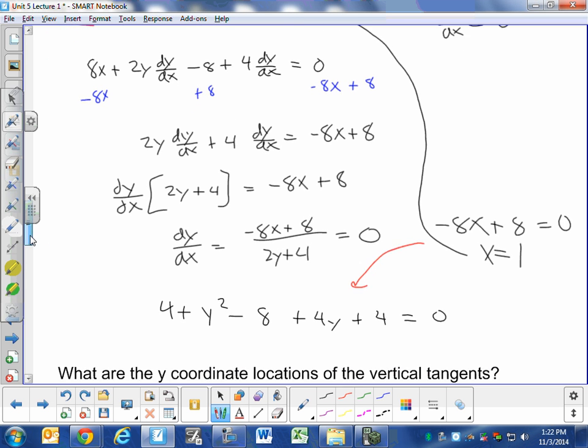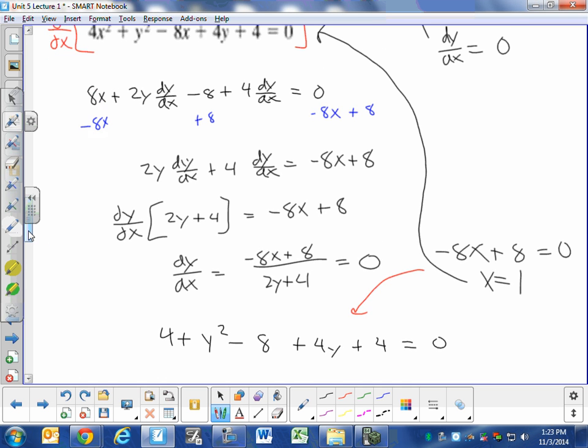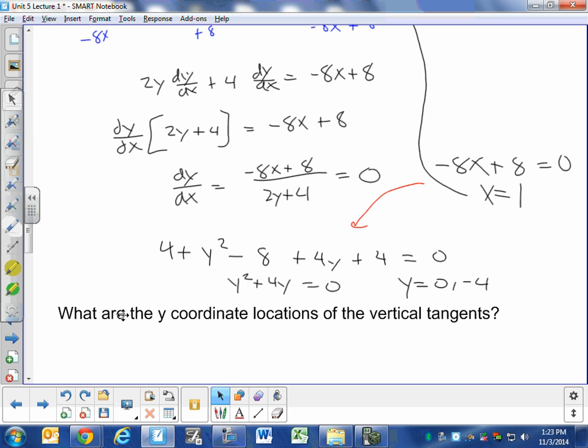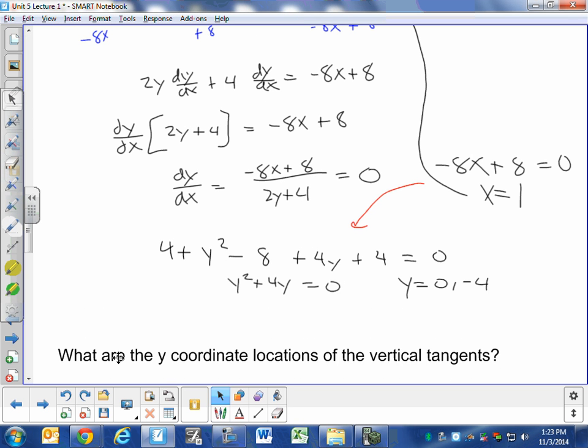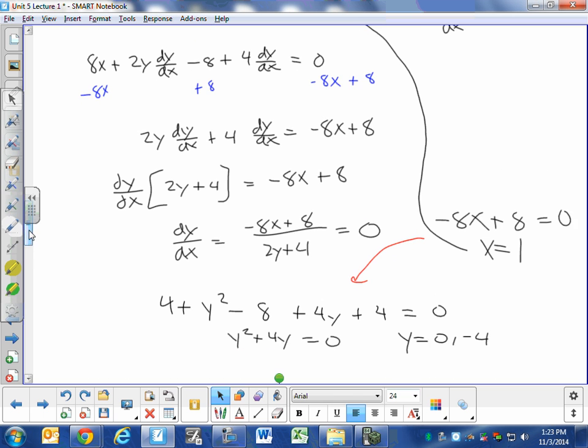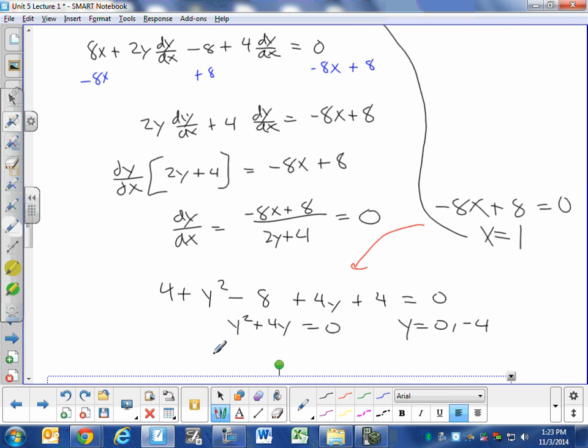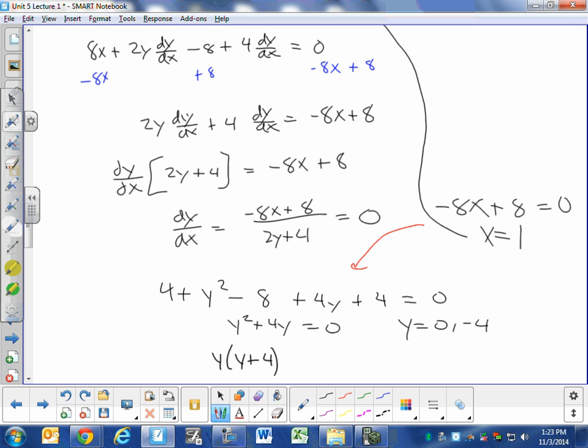Ends up being not that bad. 4 minus 8 plus 4, you get y squared plus 4y equals 0. Factor out a y, you get y is equal to 0 and negative 4. So let me just show that, getting you your points: 1, 0, and 1, negative 4.